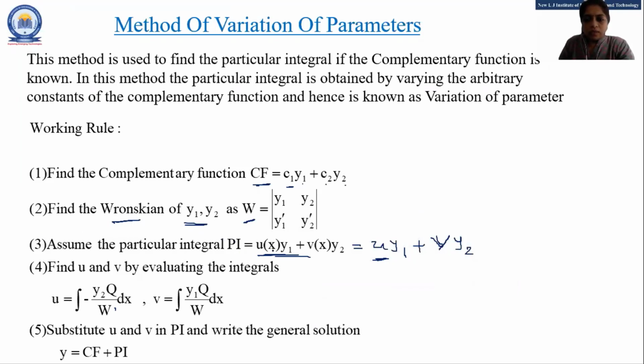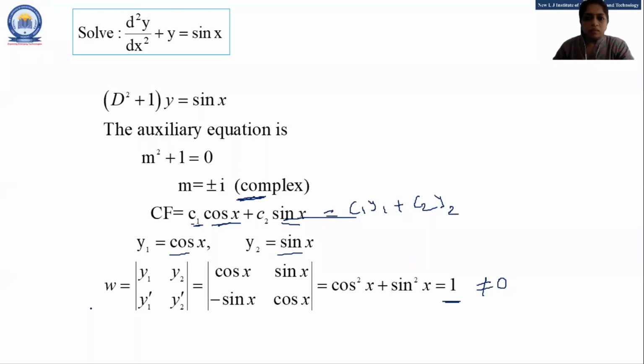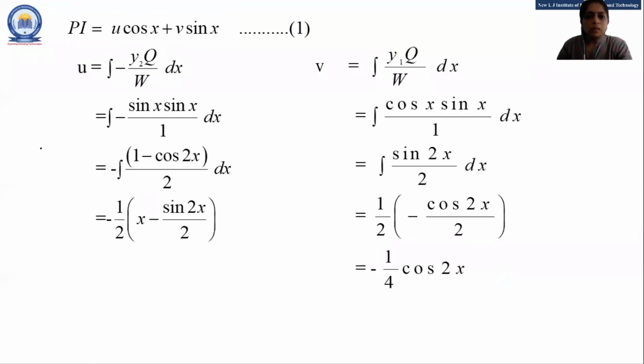Okay. Now, the third step, yp. yp is what, students? u y1 plus v y2. And we want to find the values of u and v with this formula. Okay. So this is the third step, yp. This is yp here.